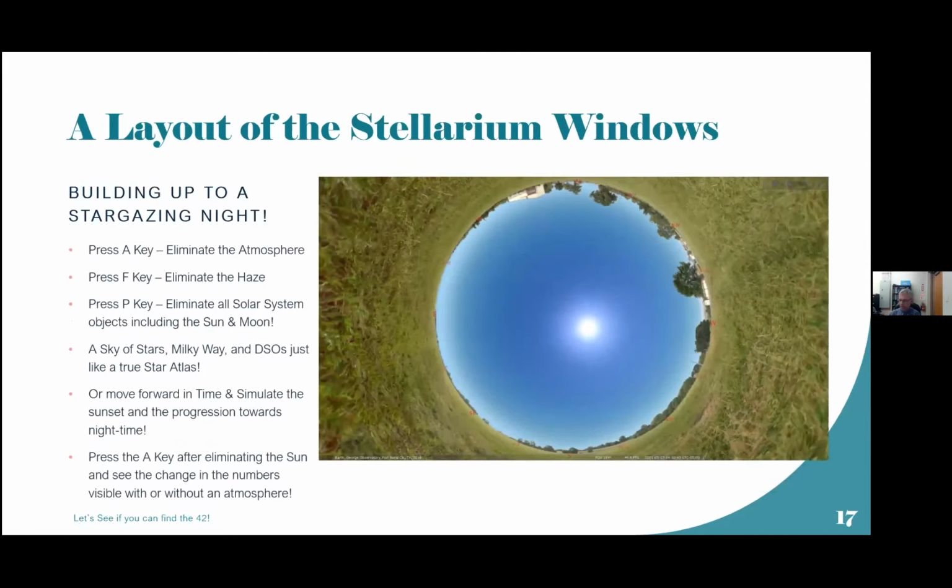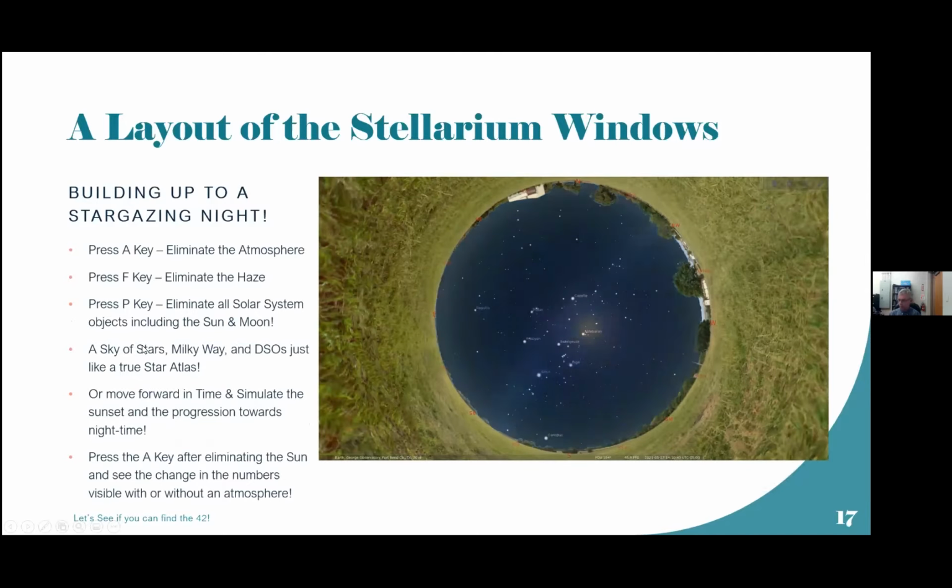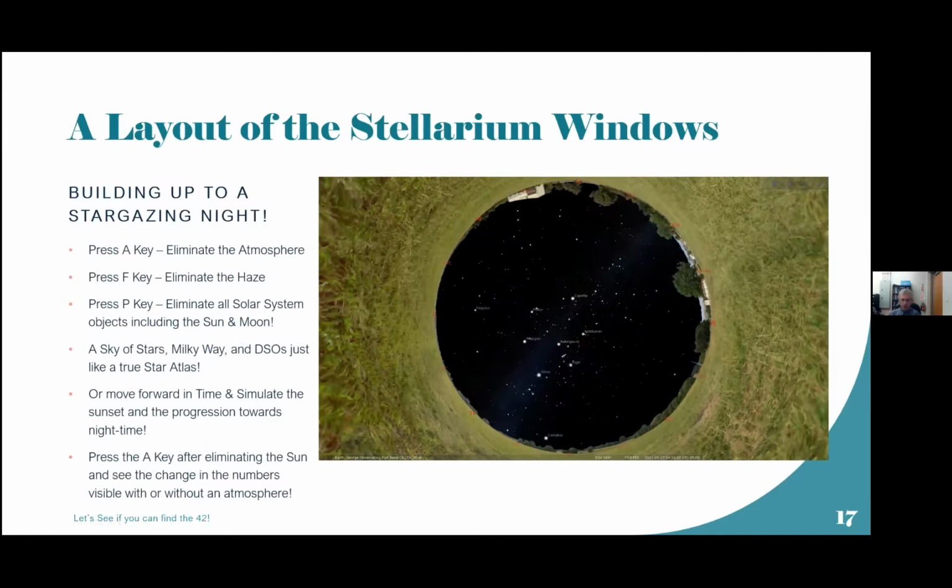Now I get the sky. And let's say I want to see what the sky looks like during the daytime. I press the A key, I can eliminate the atmosphere. I press the F key, I can eliminate the haze. I press the P key, I can eliminate all the bodies in the solar system. And this is what I get. So it's like a star atlas.